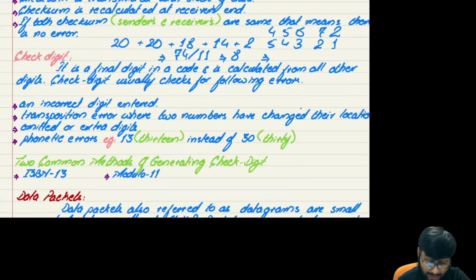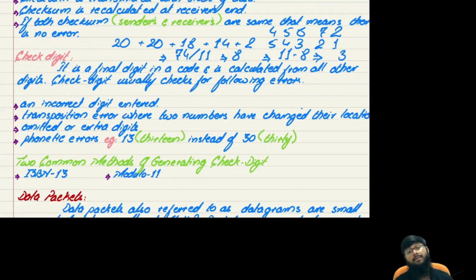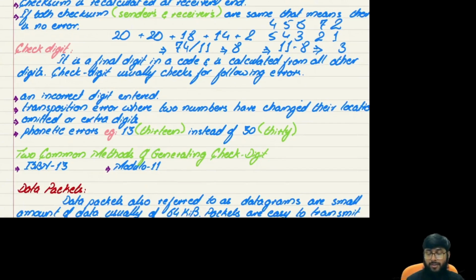But if you're finding a check digit, what you need to do is subtract this remainder, 8, from 11, and whatever value you get, that is the check digit. So this is how you find the check digit within the given block of data. Two common methods of generating the check digit are modulo 11, as we just did, and the ISBN 13 method that we can do later on, or you may do it from the book as well.